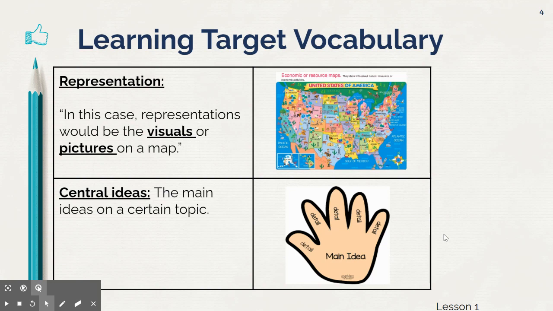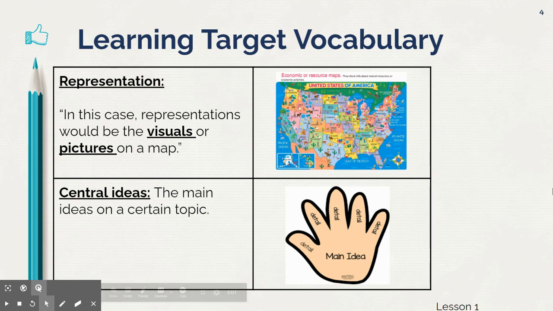The next word we have is representation, and this was also on our learning targets. In this case, representations would be the visuals or the pictures on a map. So you can see there the picture of the United States, and there's a whole bunch of different visuals or pictures on that map that we could determine the meaning of from our learning target.